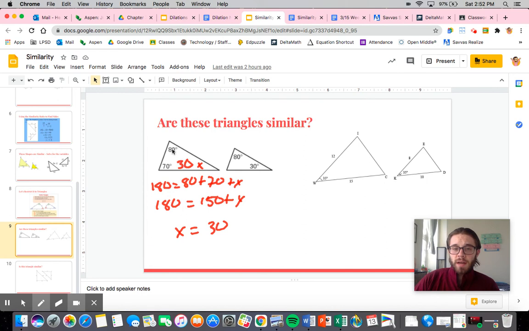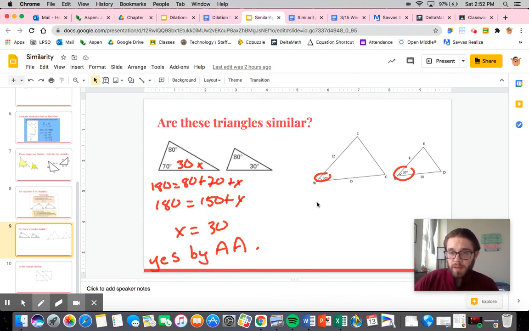So because this is 30 and this is 80 and this is 30 and this is 80, we know from AA, angle similarity, that these two triangles are similar. Yes, by AA. Okay. Now let's look here. We have an angle here that is congruent to this angle, so that's good. That sets us up for either angle or side angle side similarity. Now we only have one angle, so we have to then look at the sides.